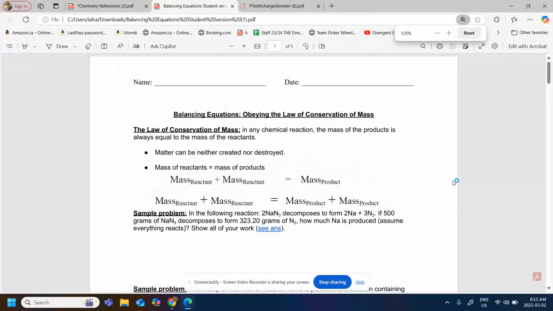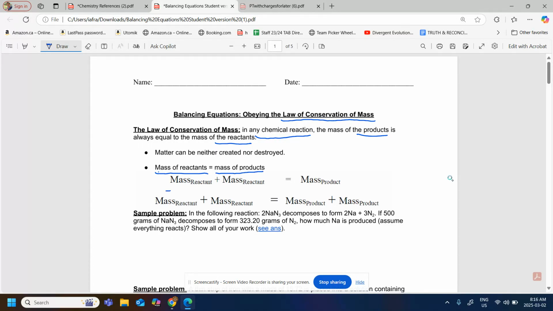In this video, we're going to analyze the law of conservation of mass, which is a law that all chemical reactions follow. The law of conservation of mass just says that in a chemical reaction, the mass of the products is going to be equal to the mass of the reactants. You can write it this way: mass of reactants is equal to mass of products.